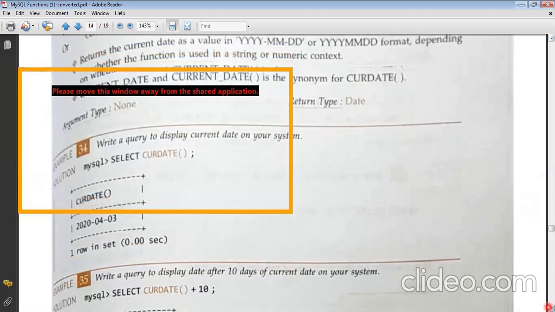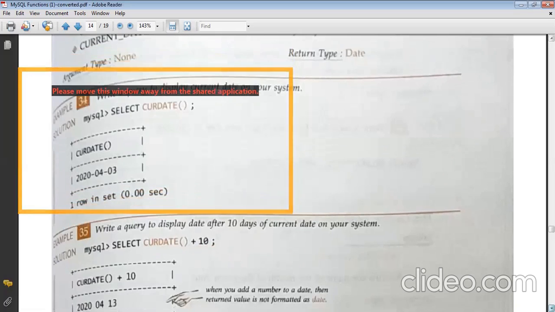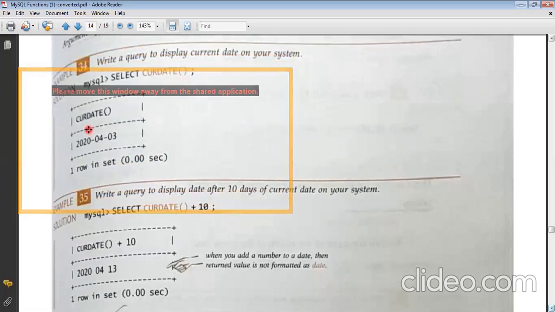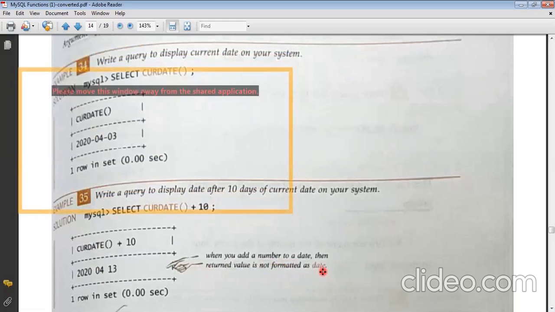Similarly, there is another question which says write a query to display the date after 10 days of the current date on your system. So in that case, you can just add the 10 days, and you can see the output that before there was 3 as a date, but now there is 13 as a date. So when you add a number to a date, then the return value is not formatted as date. Remember one thing. When you are using this plus 10, it will definitely add up to your date.